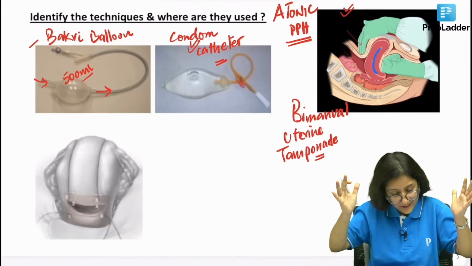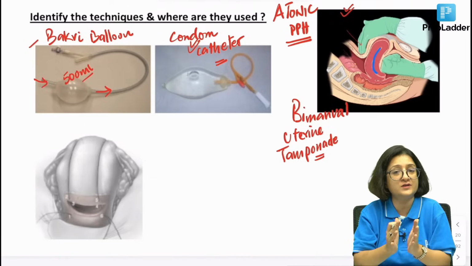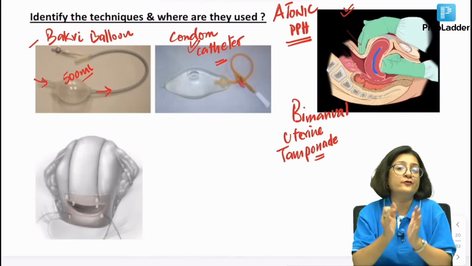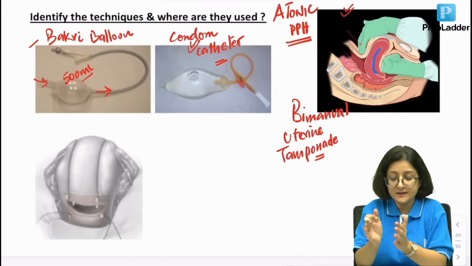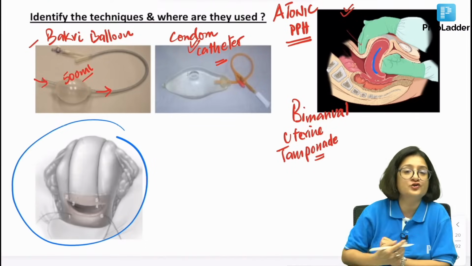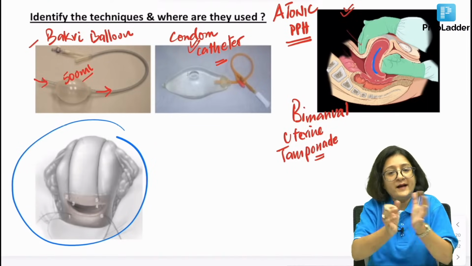So we are trying to tamponade it, we are trying to close off those sinuses, one. And secondly, when we are tamponading, we are also trying to rub up a contraction, right? So this is how this bimanual tamponade helps. Now come to this image. We can't keep doing the tamponade all the time.